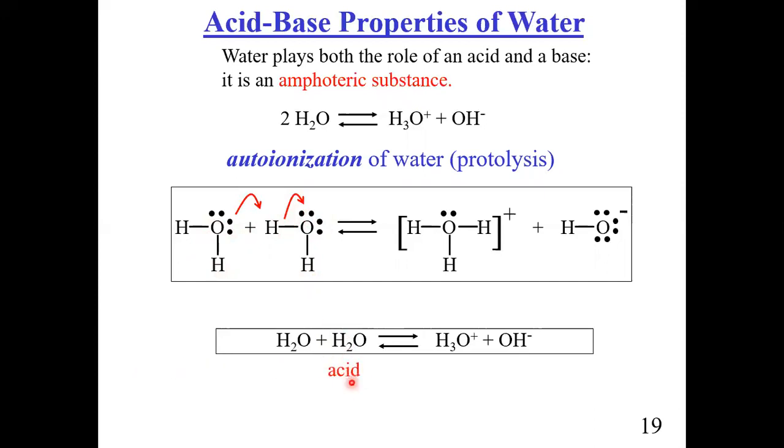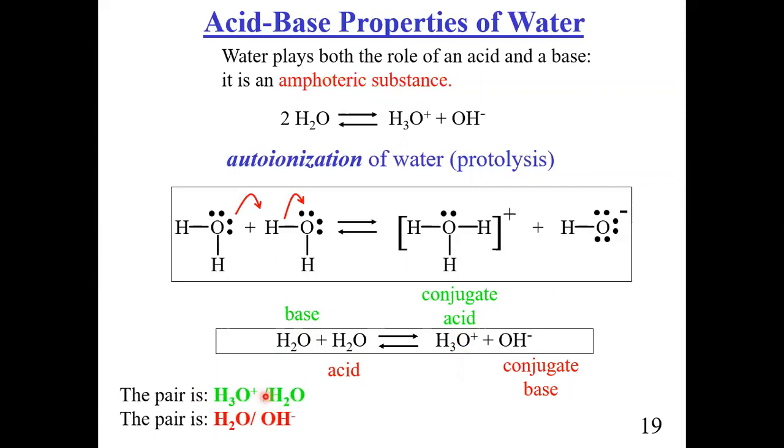And we have an acid water that will lose or donate its proton, thus it ends up becoming OH minus, that's the conjugate base of it. The other water molecule acts as a base, it will accept a proton, thus it becomes H3O plus, which is the conjugate acid.